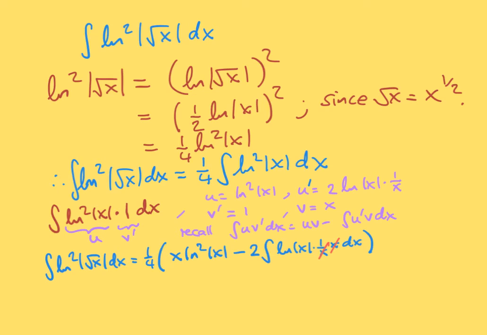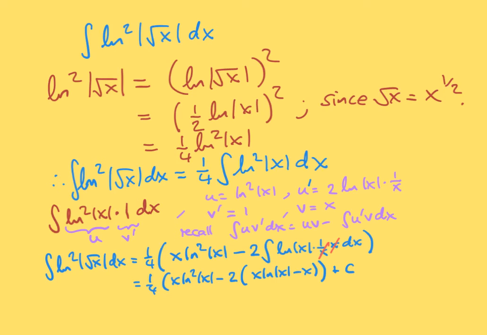And we know what the integral of log of x is. We derived it, if you remember, in the first of these exercises. So it's going to be x log x minus x, and that's all multiplied by a minus 2. So let's be careful with brackets. So our answer for this integral is 1/4, open brackets, x log squared x minus 2, open brackets, x log x minus x, close brackets, close the brackets that we opened here, and add an integration constant.